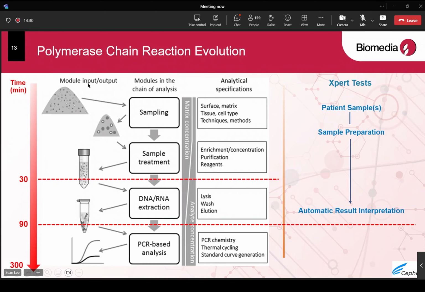This is the conventional way. You need to do sampling, you need to do some treatment on the sample, and you need to extract the DNA or RNA. Then once you get the DNA or RNA, you have to do the thermocycling process. Then you analyze the PCR process. So the conventional way may take up to 5 hours.